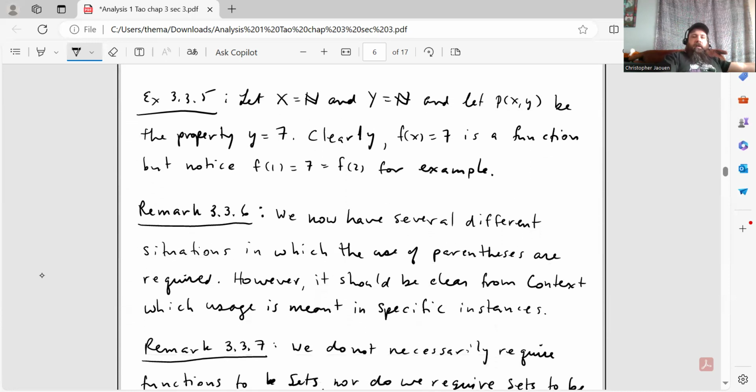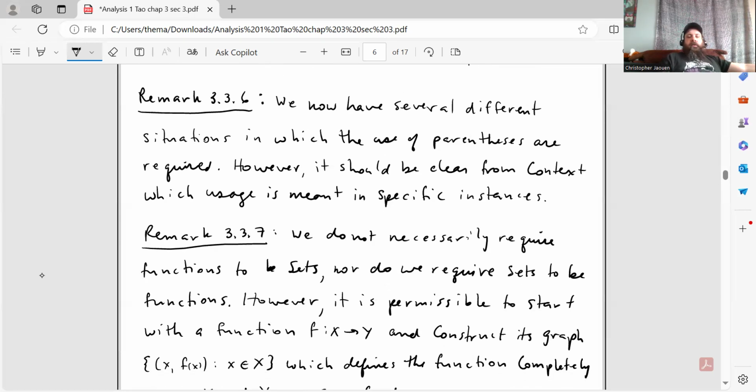So here, example 3.3.5: let X be the natural numbers, Y be the natural numbers, and let P of x, y be the property y equals 7. Then clearly f of x equals 7 is a function, but notice that f of 1 equals f of 2 here, they're both equal to 7. In fact, for any natural number, f of that natural number will be equal to 7. It's a constant function, for example. So you can have different inputs leading to the same output, but not the reverse of that.